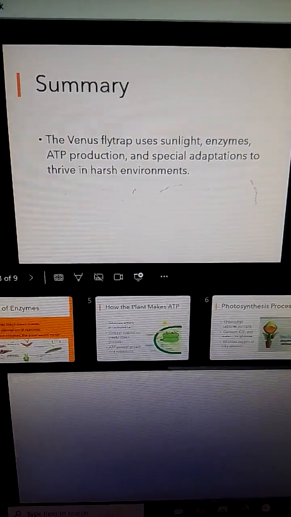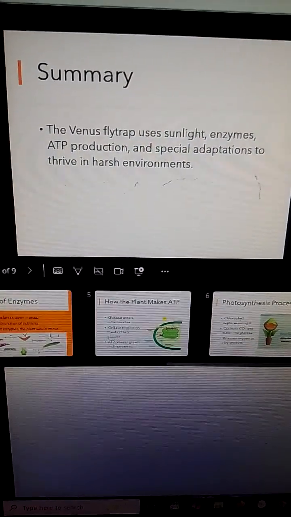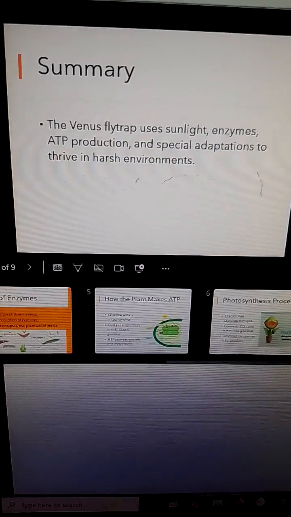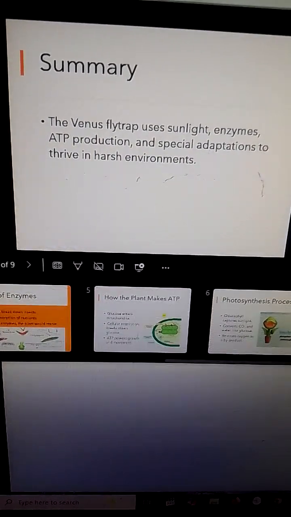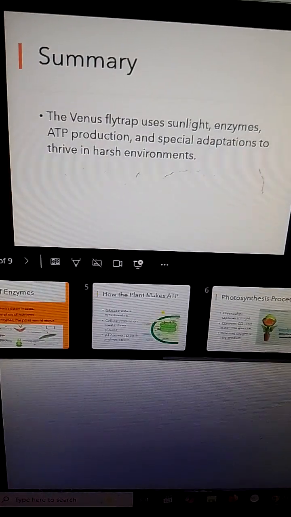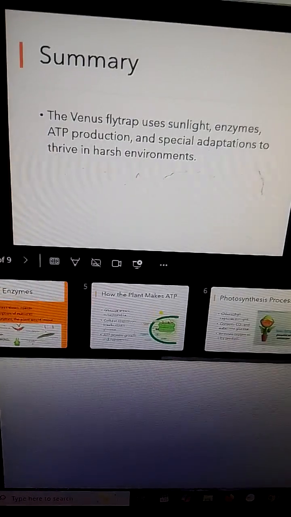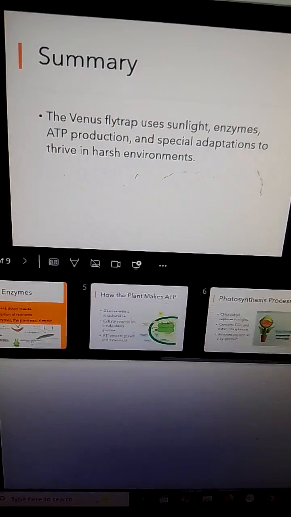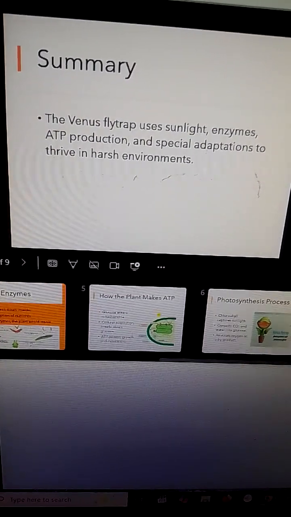In summary, the Venus flytrap is a remarkable plant that uses sunlight to make food, relies on enzymes to digest insects, produces ATP through cellular respiration, and has special traps and movements that help it survive in poor soil. By combining photosynthesis with insect digestion, the Venus flytrap has developed a successful strategy to live in an environment where most plants cannot survive.